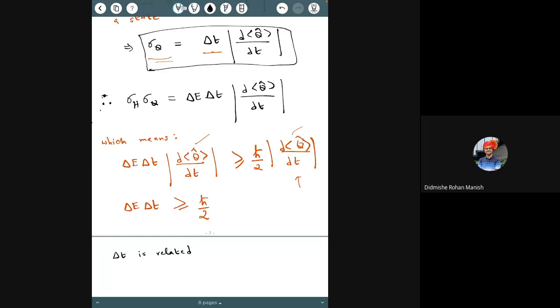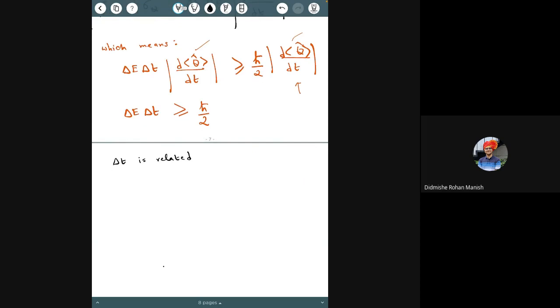Okay, so let me just summarize the observations because you might not remember. So let's see, delta T is related to the observable. Is Professor Pal here? Can someone check?